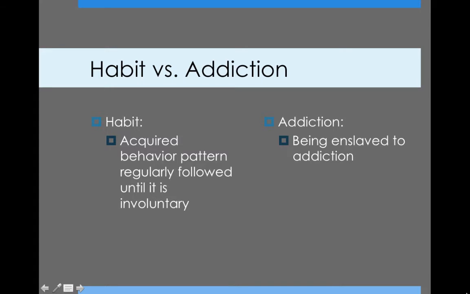I'm just first going to go over habit versus addiction. A habit is an acquired behavior pattern regularly followed until it is involuntary. For example, biting your nails. You may notice that you're biting your nails when the habit first begins, but over time it becomes involuntary. You don't even notice that you're doing it anymore. And then addiction is something that you become enslaved to. So for the purposes of this presentation, alcohol is something that someone becomes enslaved to. So they don't feel fulfilled until they have a drink.